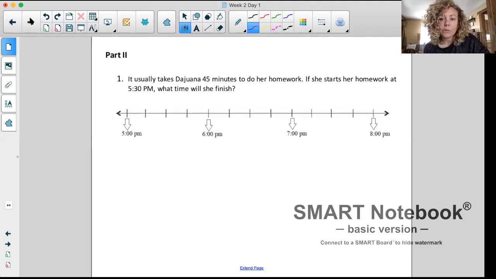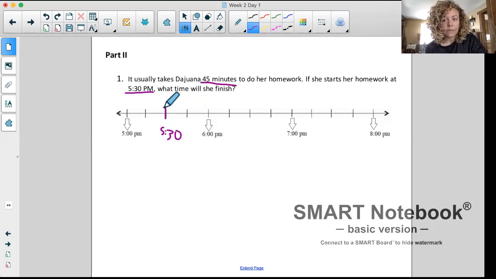Usually takes her 45 minutes to do her homework, and she starts her homework at 5:30. The first thing we need to do, find 5:30 on our number line. 5:30 is halfway between 5 and 6 o'clock. So right here, it's 5:30. I can write it. Again, I'm doing the best I can with these markers. It's a little sloppy. Here's 5:30. It takes her 45 minutes to do her homework. If she's doing her homework, we're going to be moving this way on the number line. So we're going towards 6 o'clock.